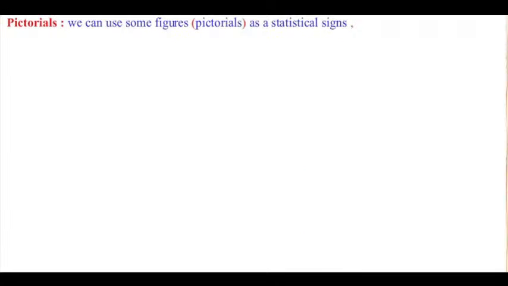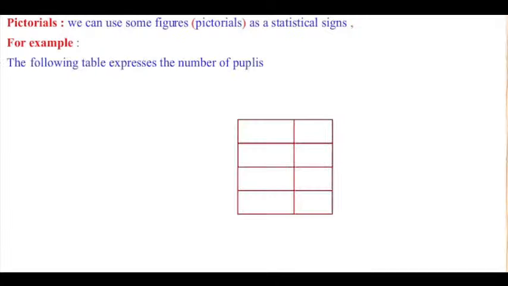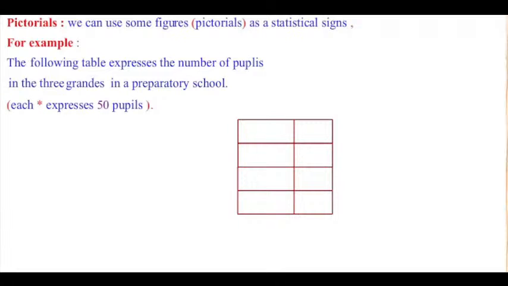Pictograms. We can use some figures. Pictograms as a statistical science. For example, the following table expresses the number of pupils in the 3 grades in preparatory school. Each star expresses 50 pupils.